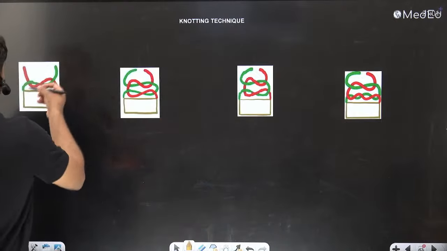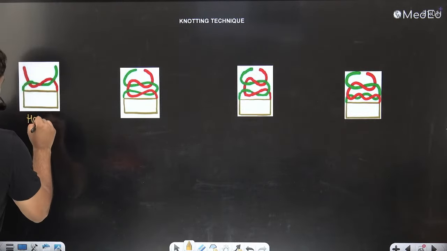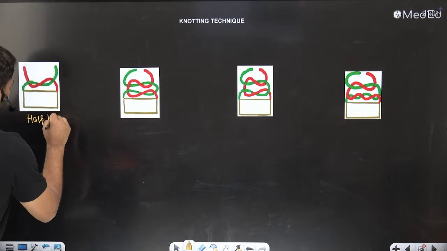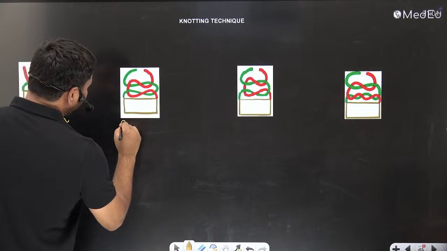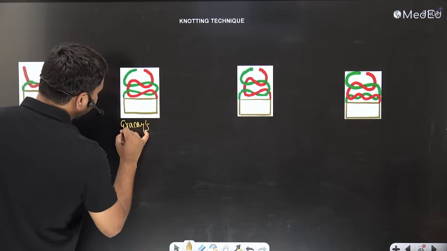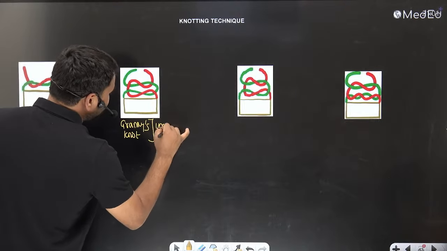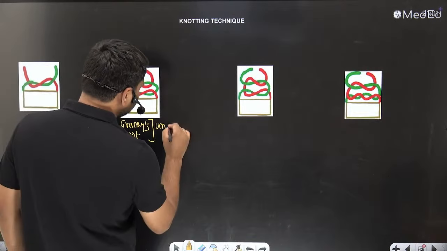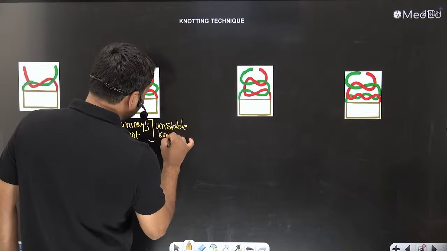Now, in the knotting, the first component that you see, this is what we call the half H. Now, this is what we call the granny's knot. The granny's knot is considered to be an unstable knot. This is basically an unstable knot, right?